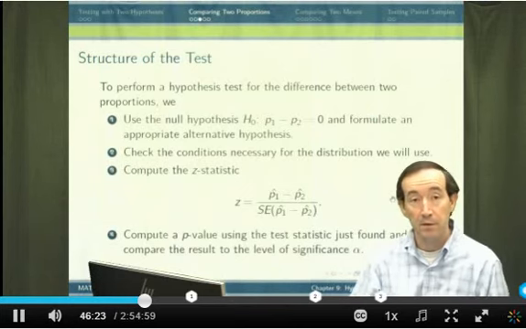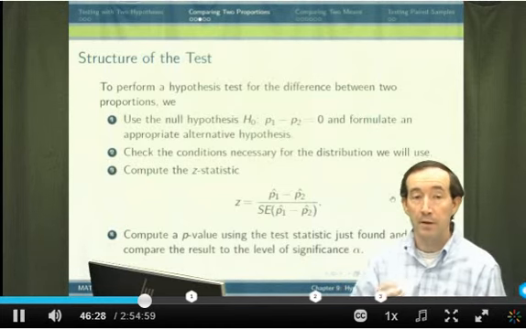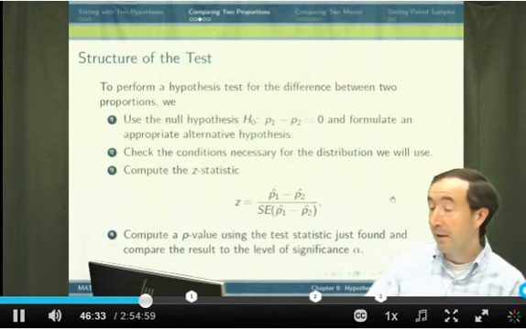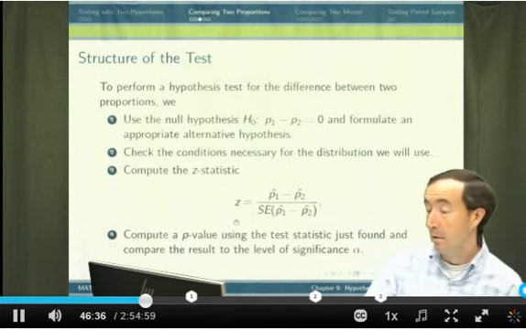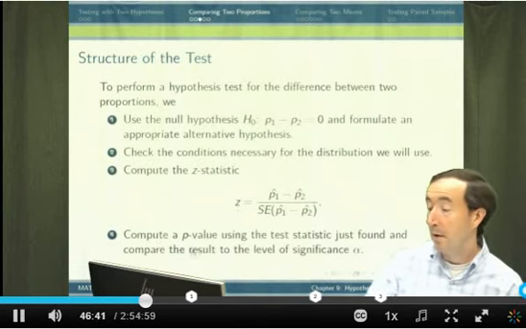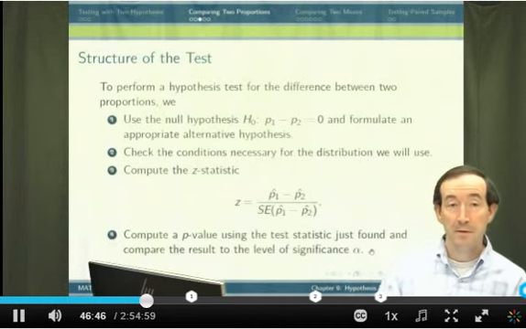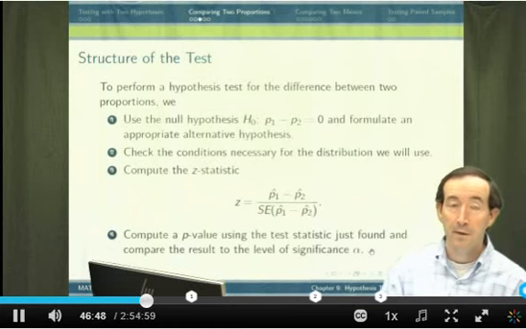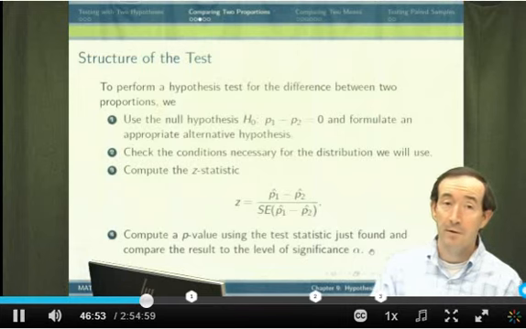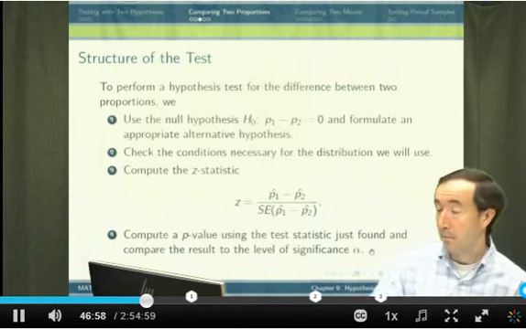Make sure to check those three conditions. There's two of them for independence, and then there's the third one that is for successes or failures in both groups. Okay. After that, I can compute a z statistic. From that, I get a p-value using this z on the standard normal distribution, and I compare that p-value to alpha. If it falls under alpha, I'm allowed to reject the null hypothesis and conclude instead my alternative. If it does not fall under alpha, then I have insufficient evidence to reject the null hypothesis. So I fail to reject, and there's no other conclusion I can draw.